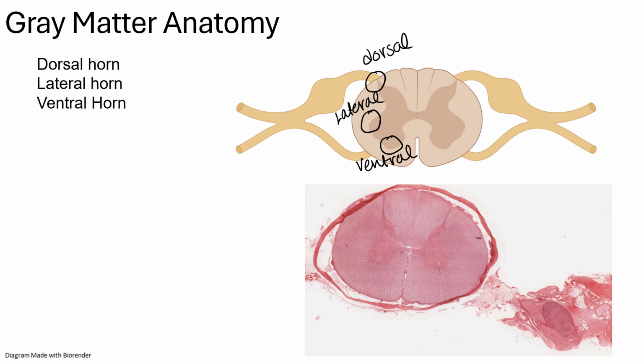You can see these horns on this microscopic picture. There's the dorsal, the lateral's right there, and I just know that because I know that. And then here is the ventral. I also wanted to point out that on this picture, you can see the meninges. They commonly do detach. And, oh, look at that. There's a dorsal root ganglion also on this picture. Good picture.